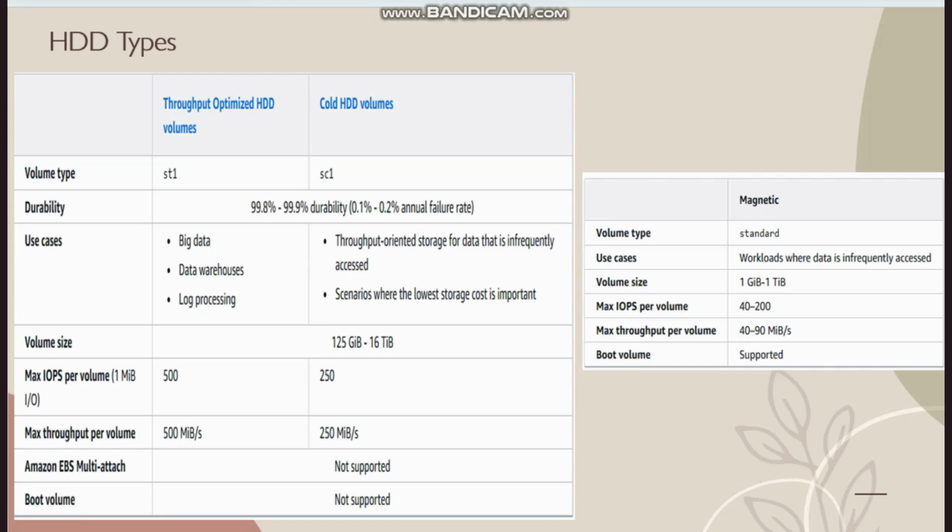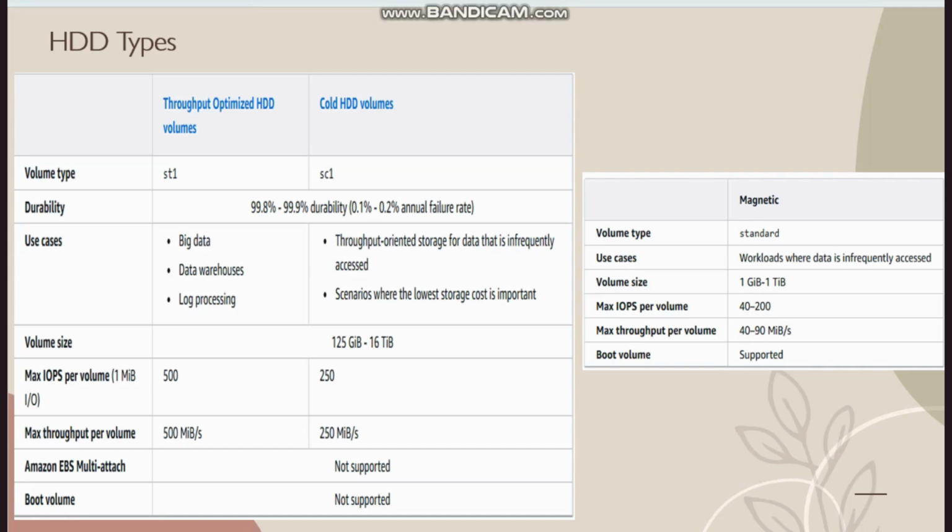The volume size for both ST1 and SC1 is 16 terabytes, and SC1 provides 250 maximum IOPS, and ST1 provides 500 IOPS, and the throughput is also the same. And the boot volume is not supported, and the multi-attach EBS volume is not supported for ST1 and SC1.